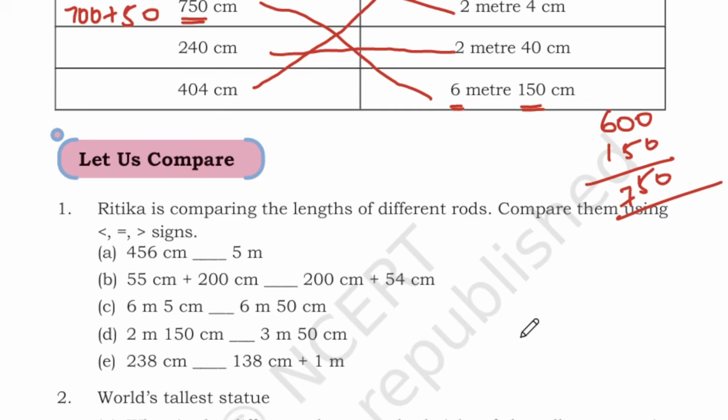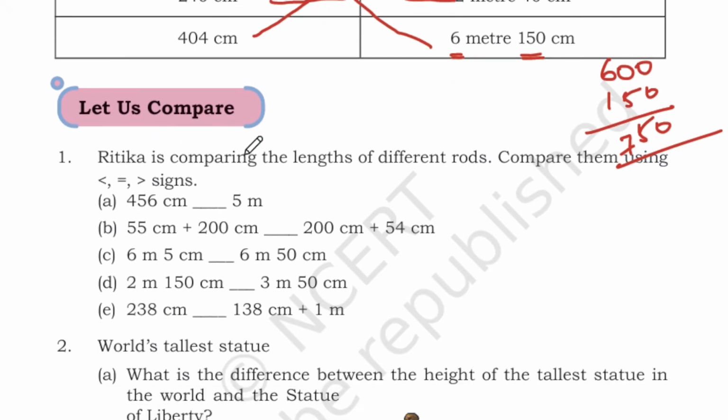Okay, next. Let us compare. Ritika is comparing the length of different rods. Compare them using greater than, equal to or lesser than signs. So we have 456 centimeter and 5 meter. Obviously 5 meter is greater, 456 centimeter is lesser. When you convert this 5 meter into centimeter, you will get 500 centimeter. So which is greater, 456 centimeter or 5 meters? 5 meter is greater.